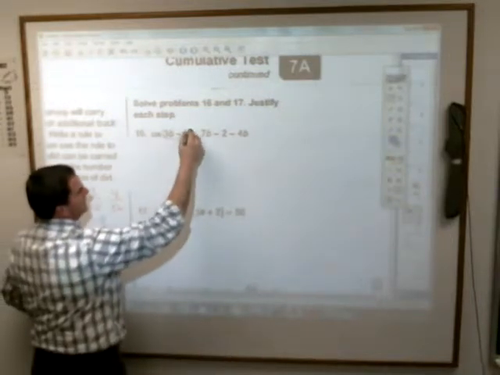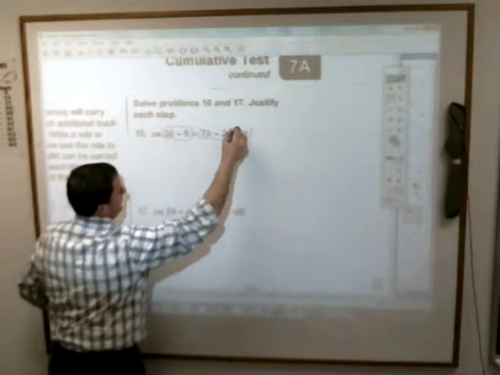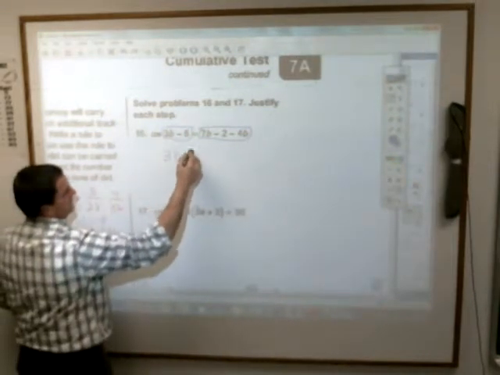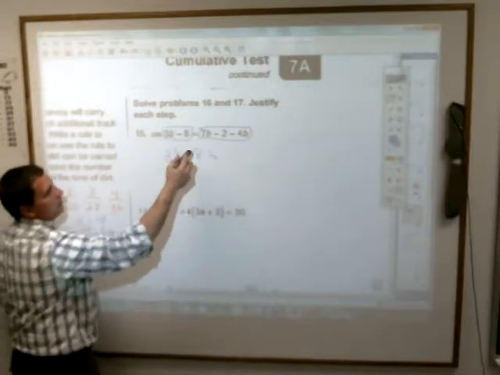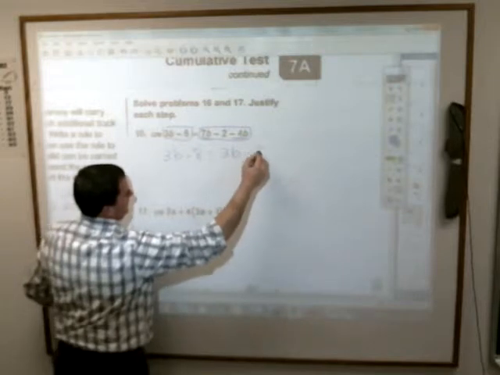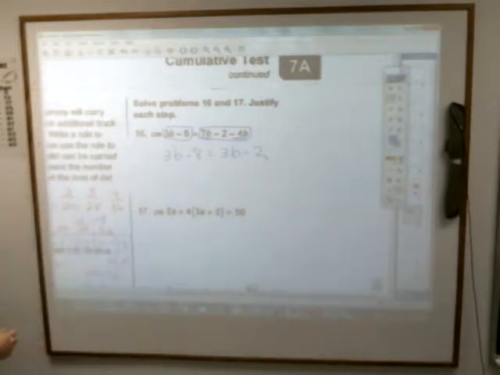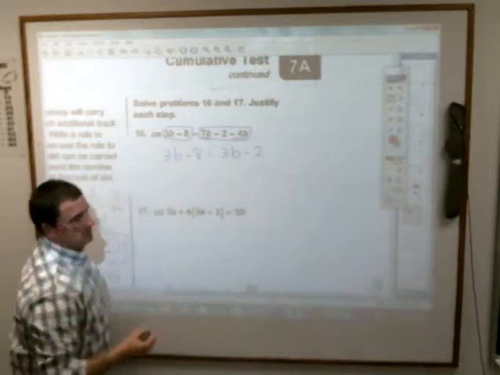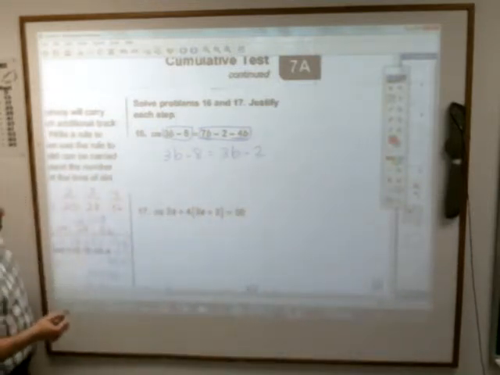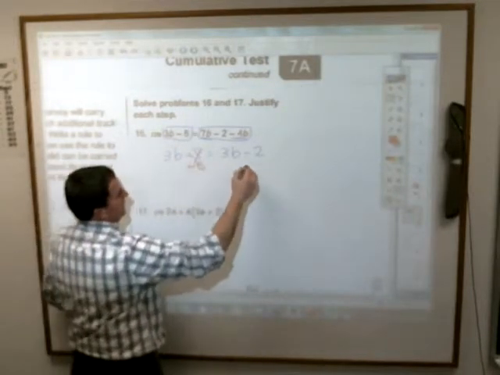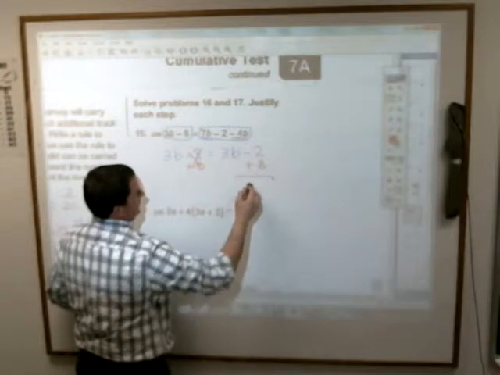First thing you do is you look at each side of the equal sign and say, is there something I can combine? On the left side, no. 3b minus 8 is as simplified as it's going to get. Over here, you get 7b minus 4b is 3b minus 2, correct? Next step is what, Lucas? Plus 8. Okay, I'm going to add 8 over here, add 8 over here, and I end up with a 6.